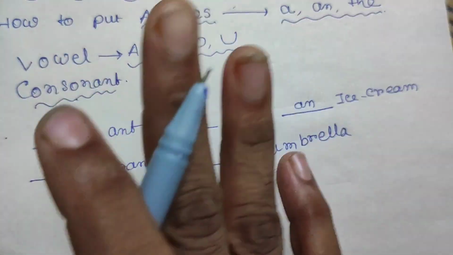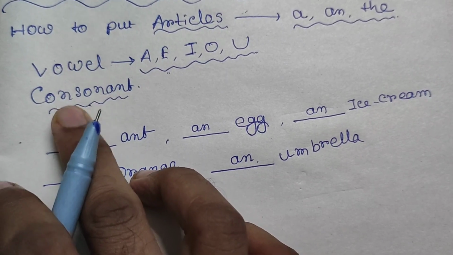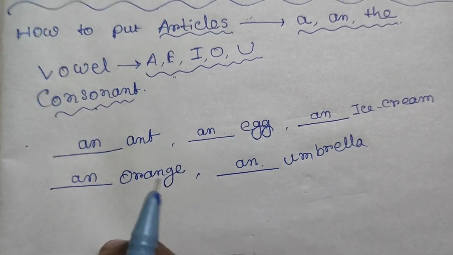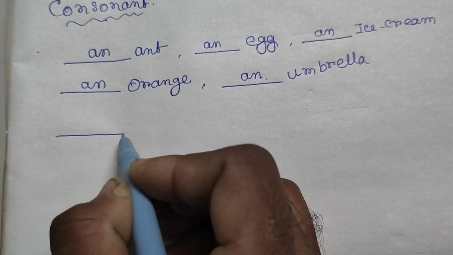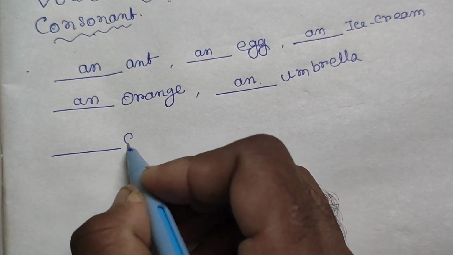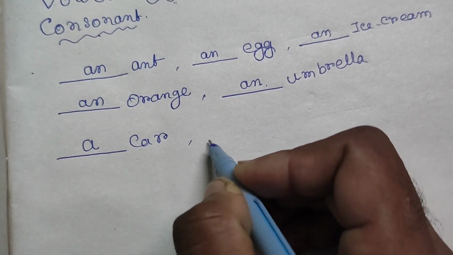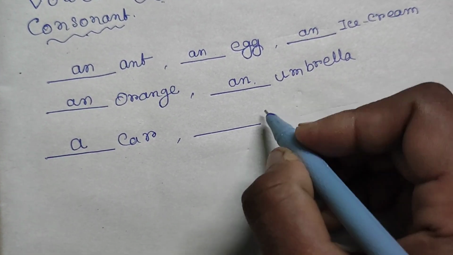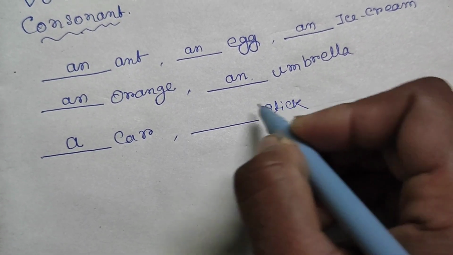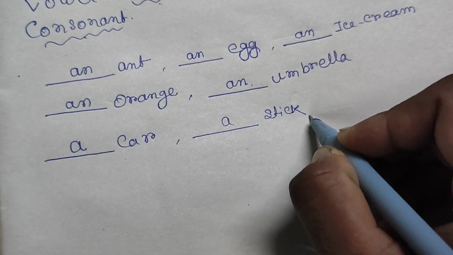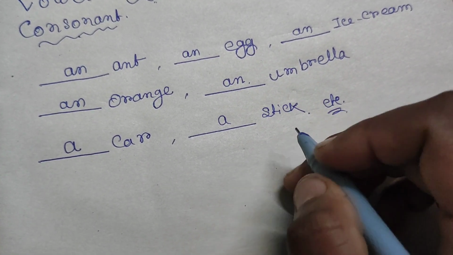And if any word starts with a consonant, then you will put a before it. Suppose you have dash car, you will put a car. If you have dash stick, you will put a stick, and etc. Just like that.